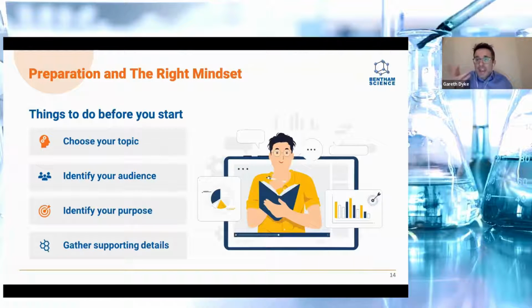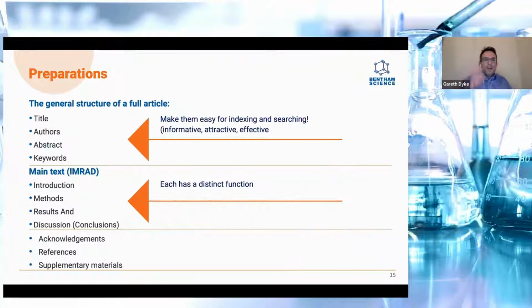Because as you get going, as you start to put your paper together, you've got your topic in mind. Of course you have. You've got your audience in mind. Of course you have. That's your target journal. You know the purpose of writing your paper, and you're ready to gather all of that supporting information. You're ready to go with the writing process.